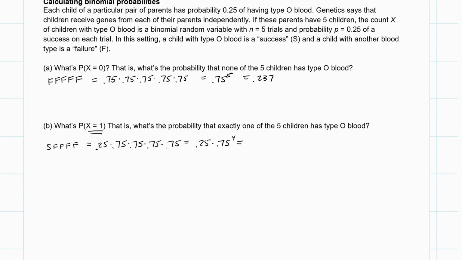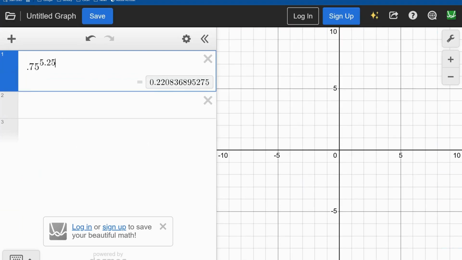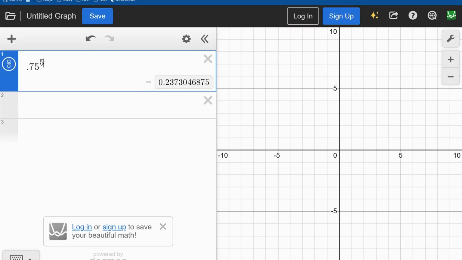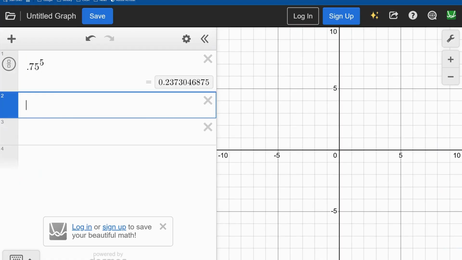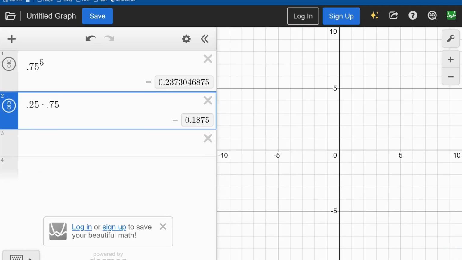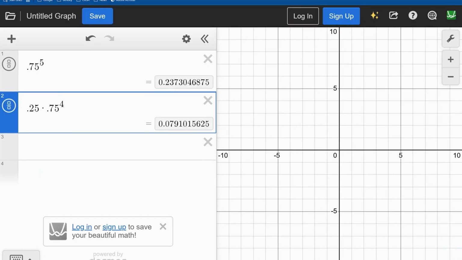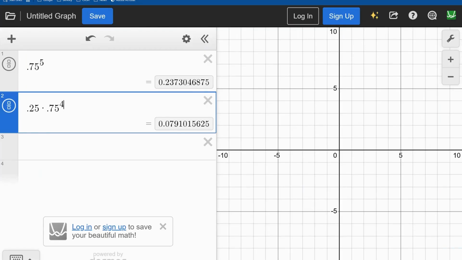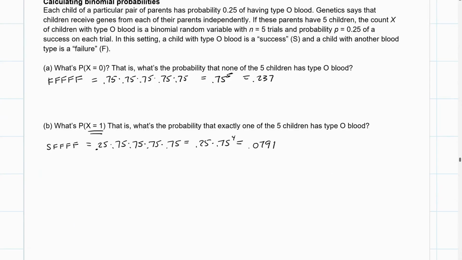And again, I'll switch over to Desmos and we'll do that calculation. 0.25 times 0.75 to the fourth, which happens about 7.9% of the time, or 0.0791. All right, but that's not the only way to get exactly one success.